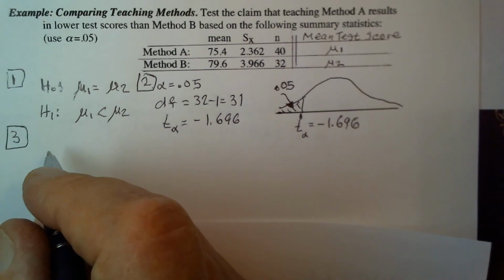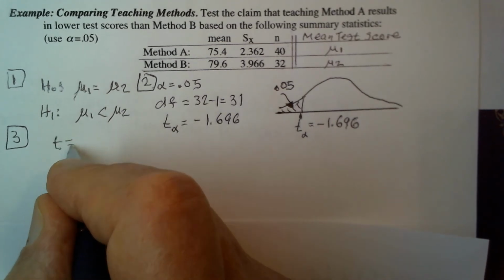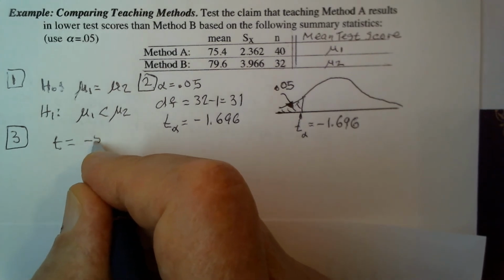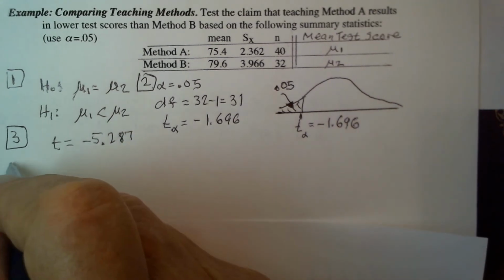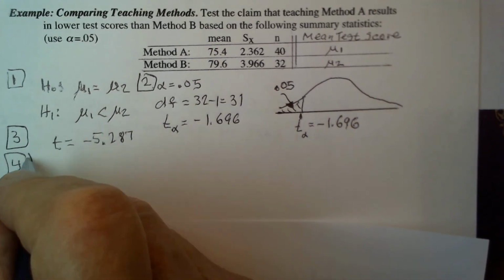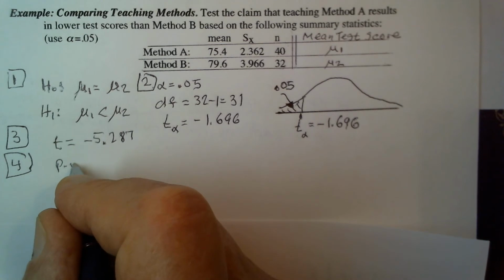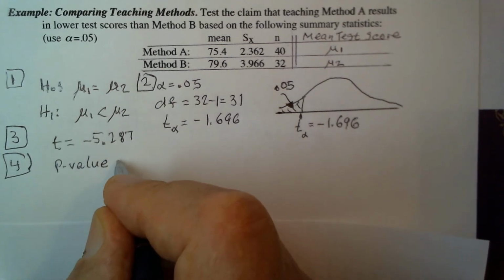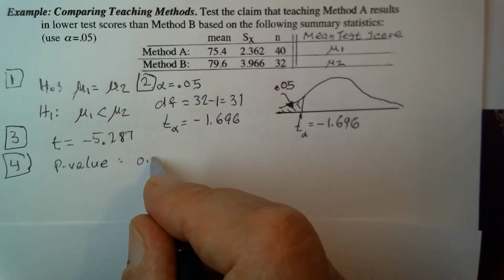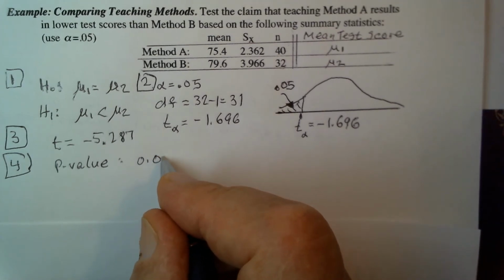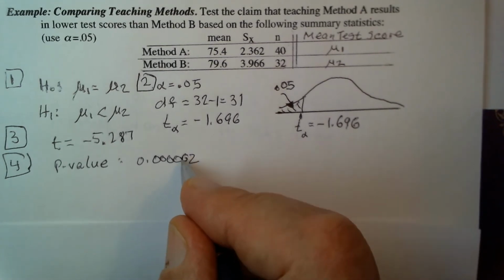Using technology, our test statistic is t equals minus 5.287, and our p-value is 0.123455. That's our p-value. That's a 0.